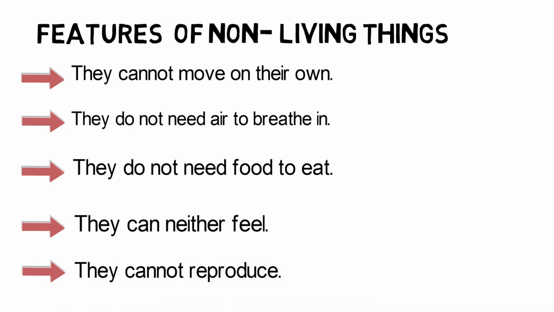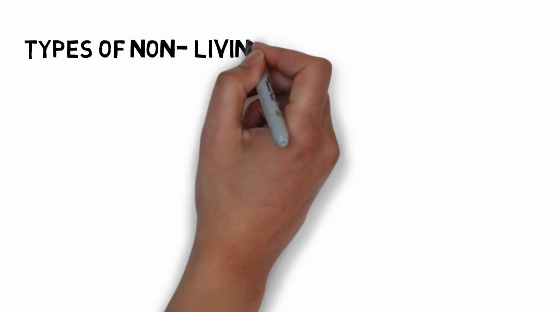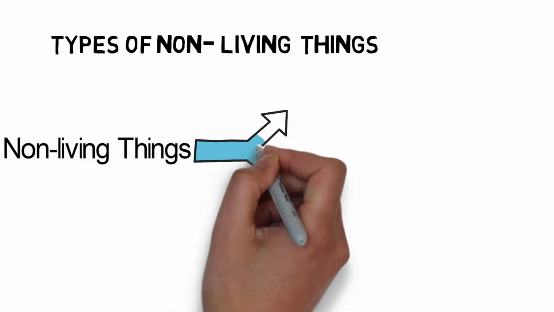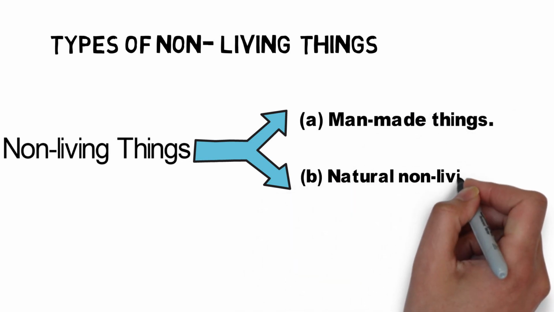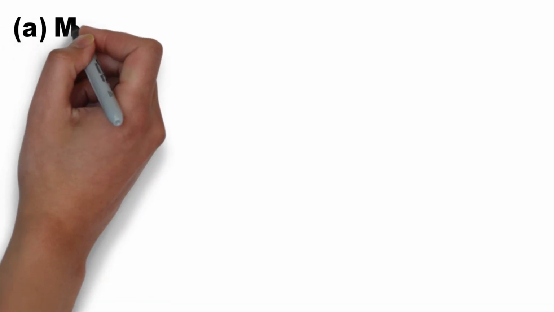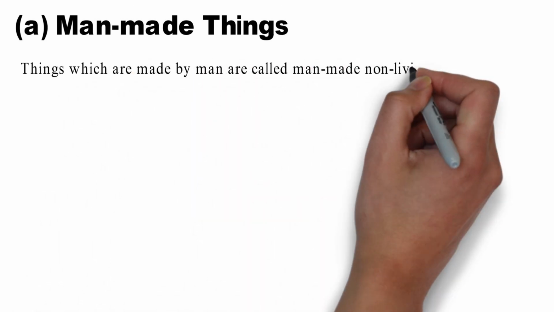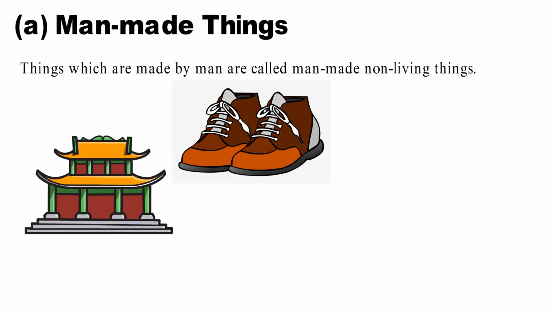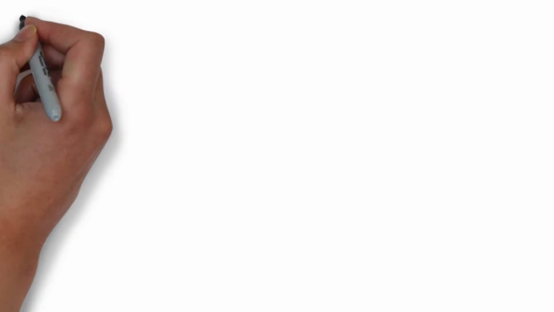Now, let us have a look at types of non-living things. Non-living things can be categorized into man-made and natural non-living things. Now, let us see about man-made things. Things which are man-made are called man-made non-living things. For example, house, shoes, clothes, vehicles, furniture, etc.